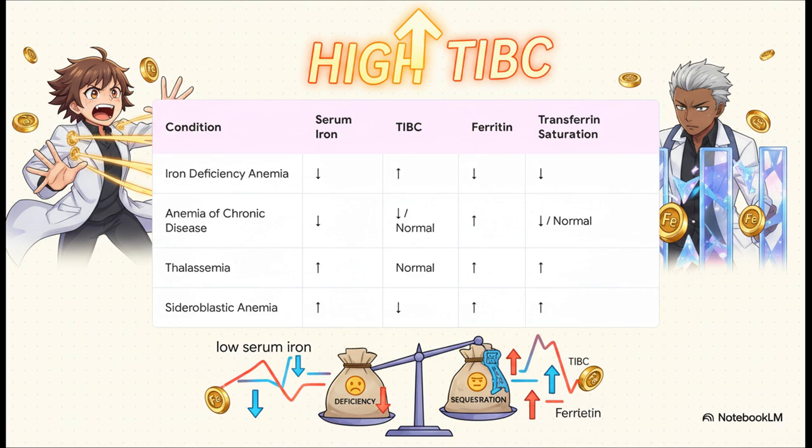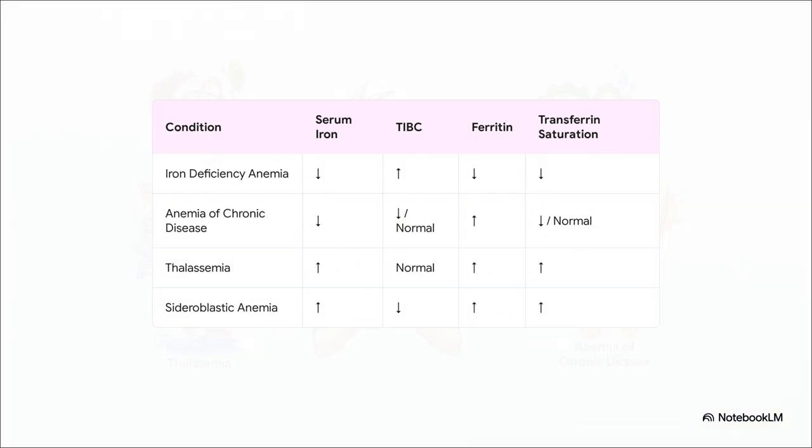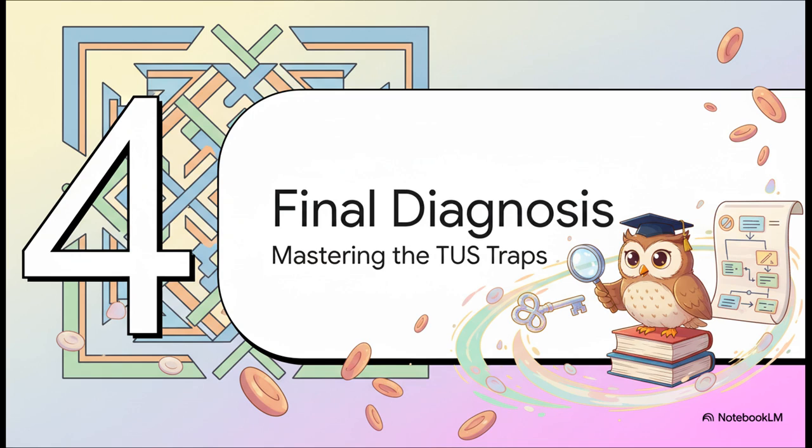Now look at IDA and anemia of chronic disease. Both have low serum iron, but look at the ferritin and TIBC. They're perfect mirror images of each other. That's your key differentiator. And then you've got thalassemia and sideroblastic anemia. These are fundamentally states of iron overload. The body can't use the iron it has, so of course, serum iron, ferritin, and saturation are all going to be high or normal. You see? By understanding the mechanism, this table stops being about memorization. It's just logic. Precisely. It's all about logic.